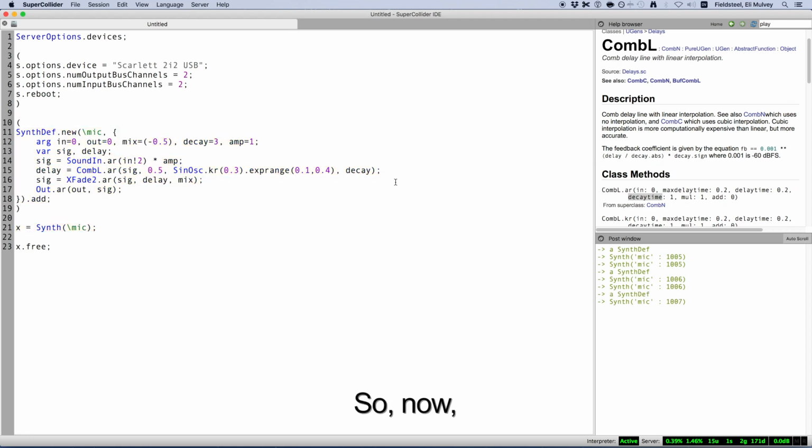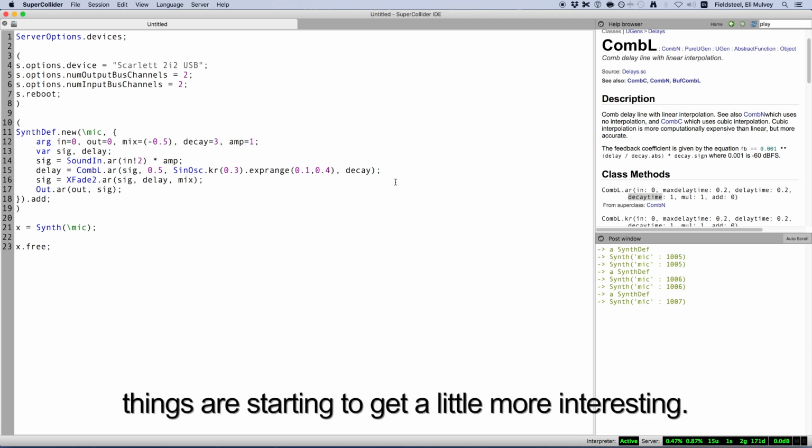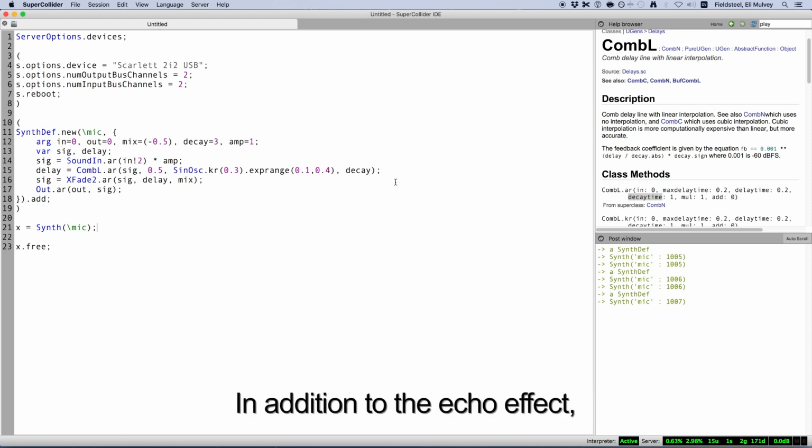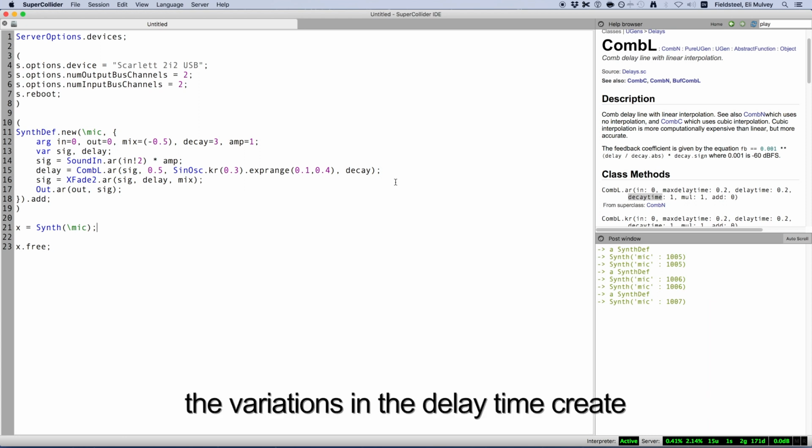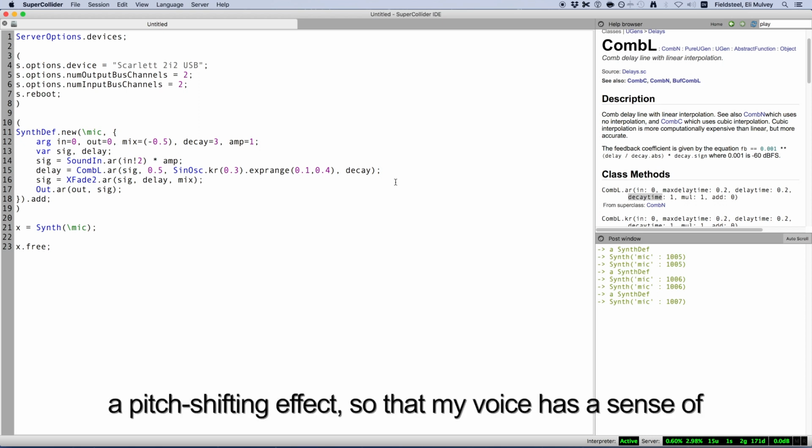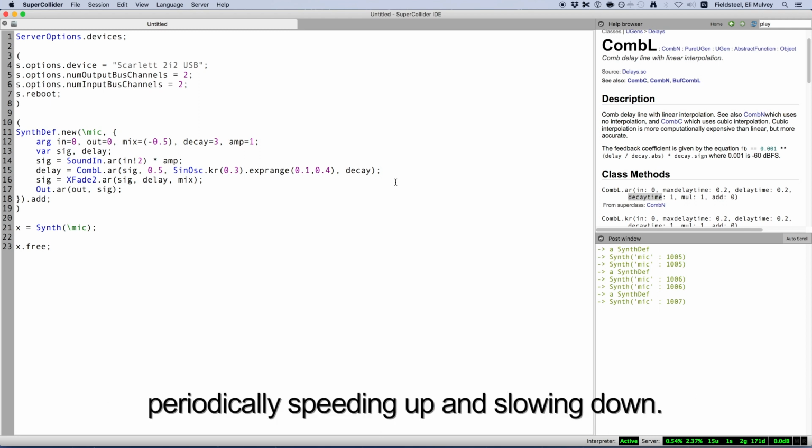So now things are starting to get a little more interesting. In addition to the echo effect, the variations in the delay time create a pitch shifting effect, so that my voice has a sense of periodically speeding up and slowing down.